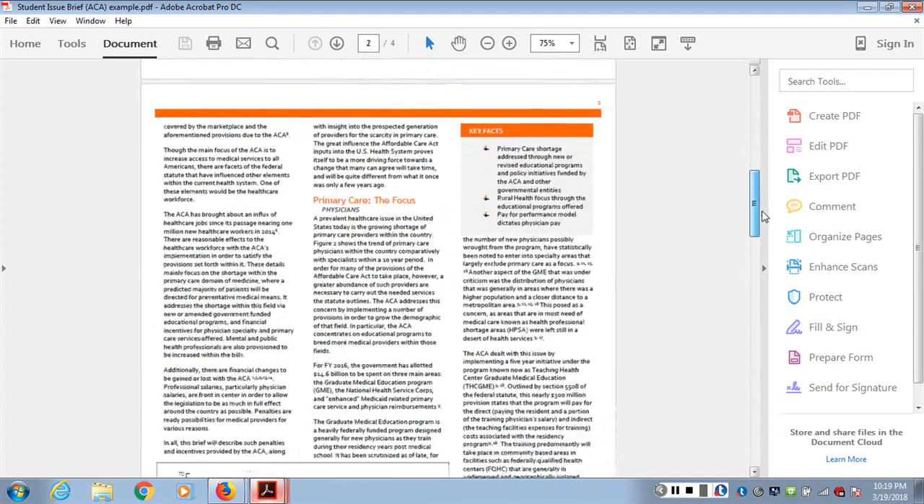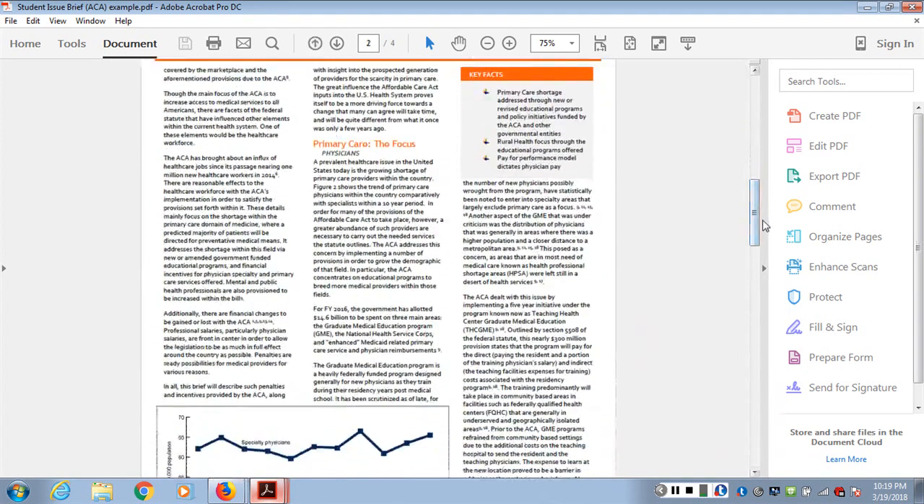We go down into the body of the issue brief. You can see it's not set up like your normal research paper. She's used columns to make it look really neat and clean and crisp. She's continued talking about the issue brief or the topic background here, and then she's moved into her focus.